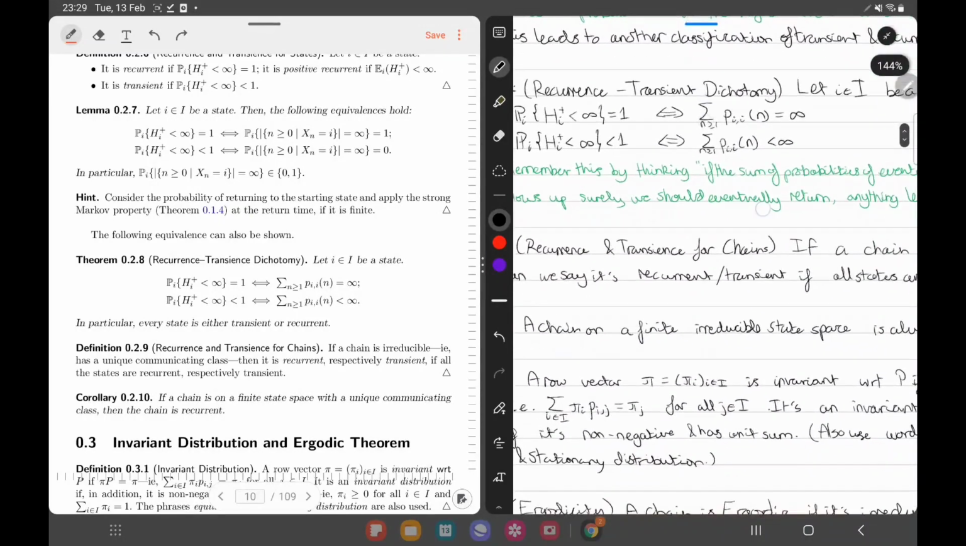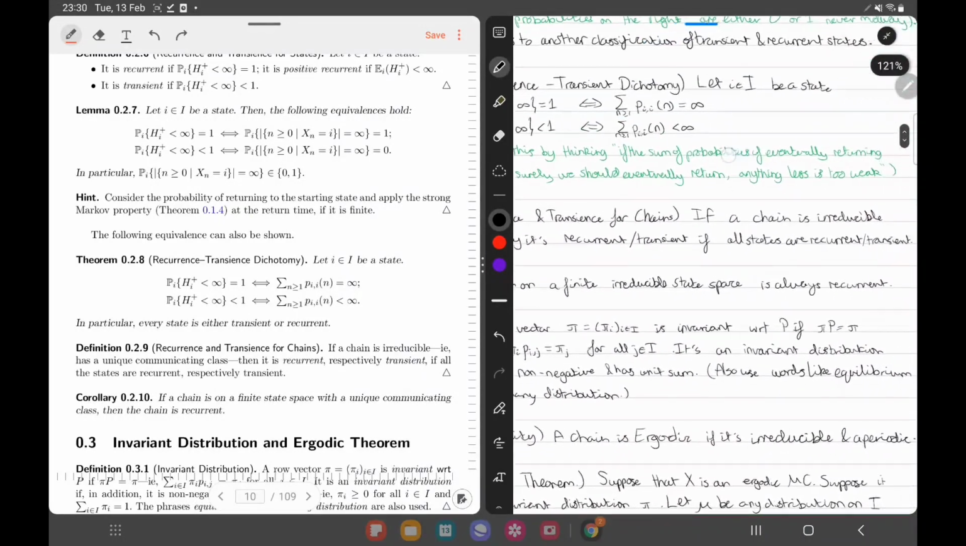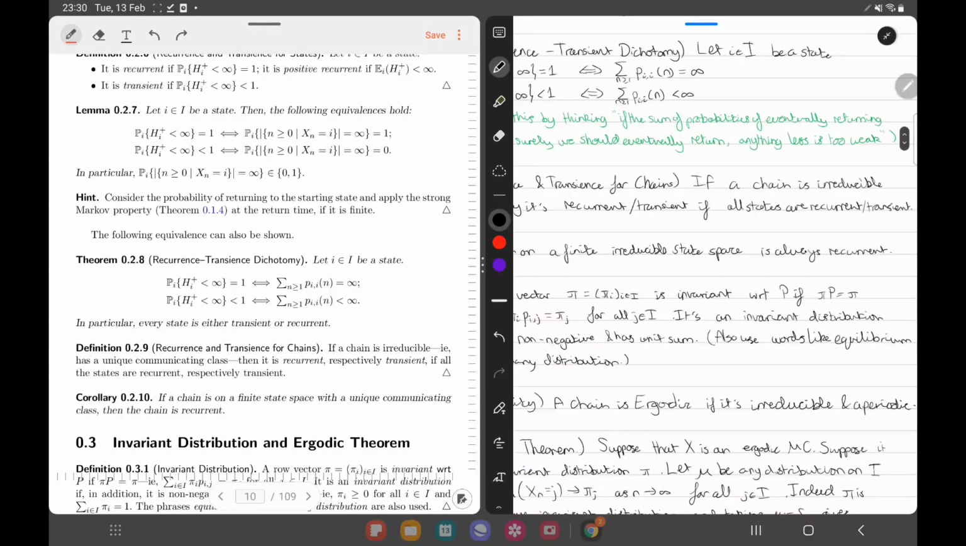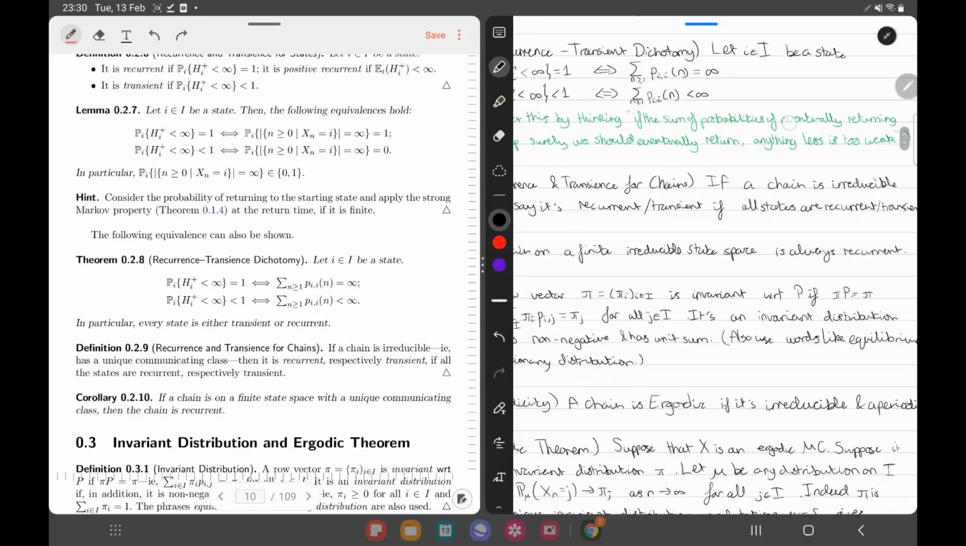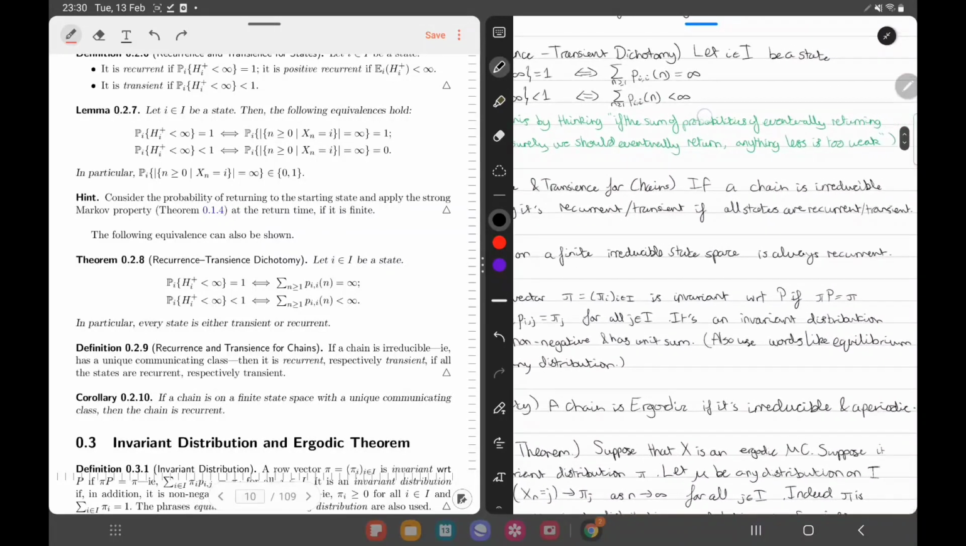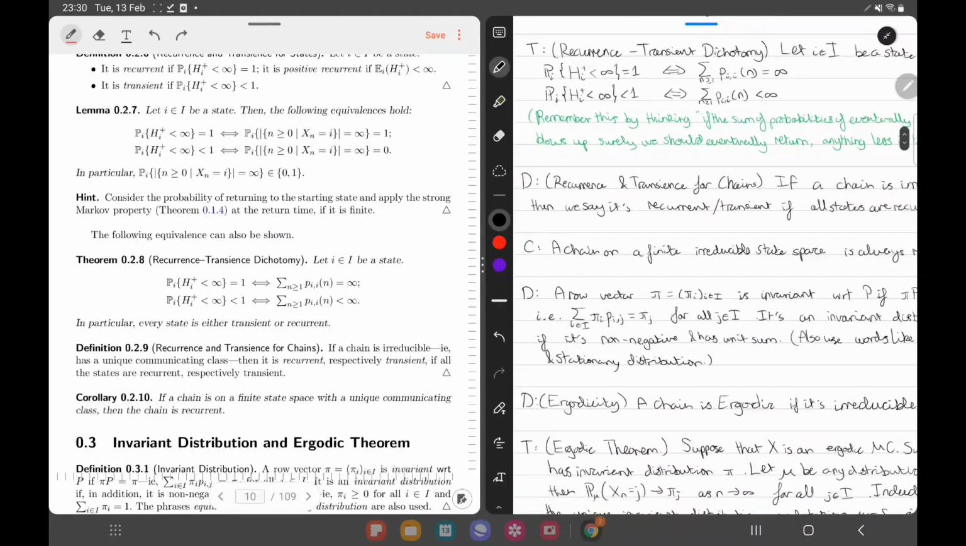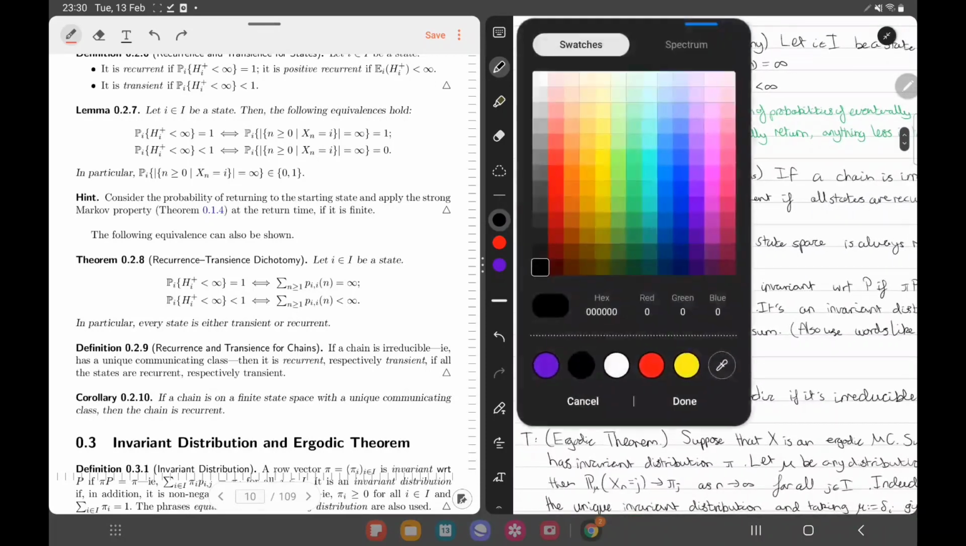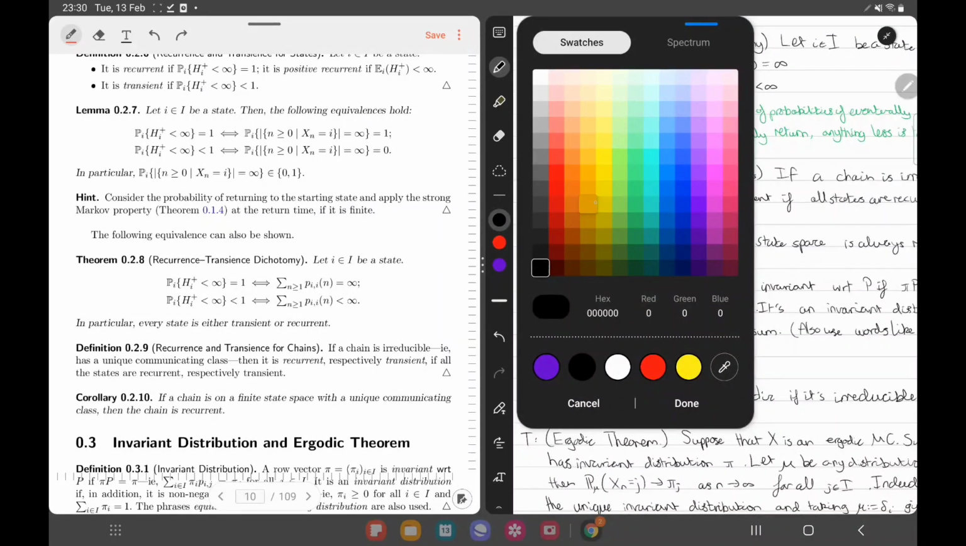Okay, recurrence and transience for chains. If a chain is irreducible, we will say it's recurrent or transient if all the states are recurrent or transient. So if a chain is irreducible, that's to say, if everything talks to each other, then recurrence and transience is just a class property. I should have probably written that here, so let's quickly do that.